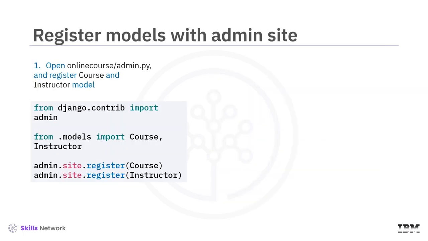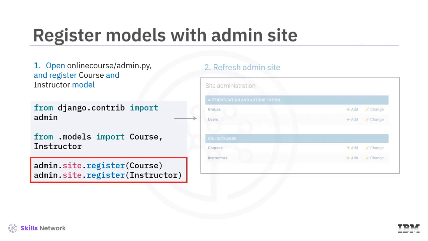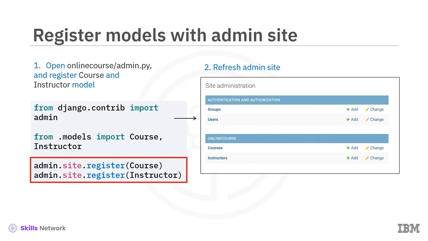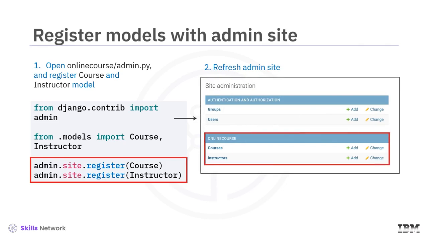You will need to register your models to the admin site so you can manage them. First, open the online course admin.py file and add two lines, admin.site.register(Course) and admin.site.register(Instructor) to register the course and instructor models. Now refresh the admin site. You can see that under the online course section, we have added courses and instructors.